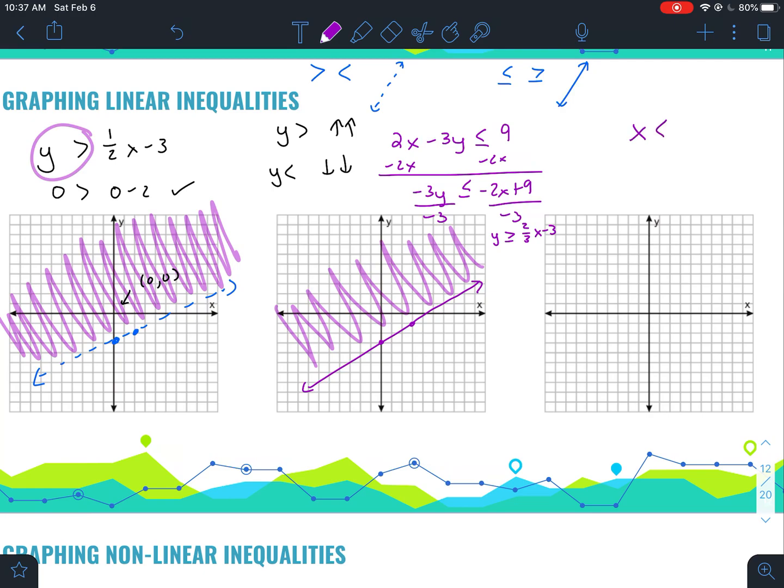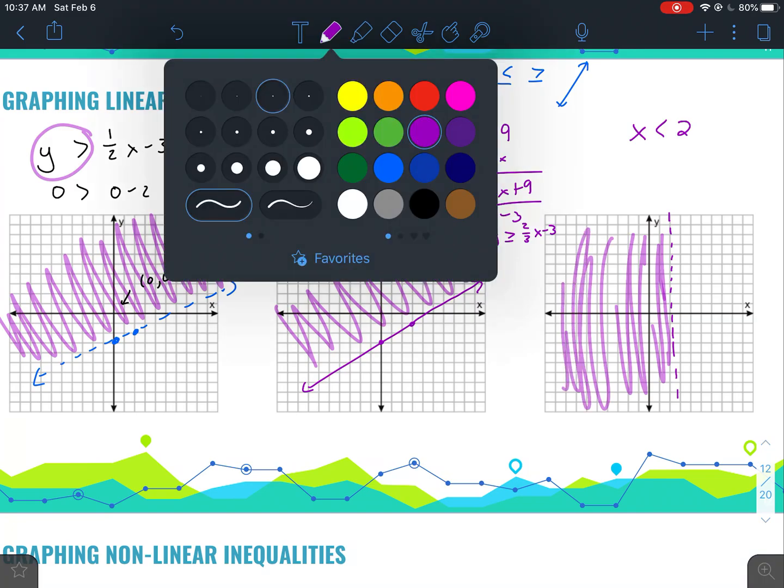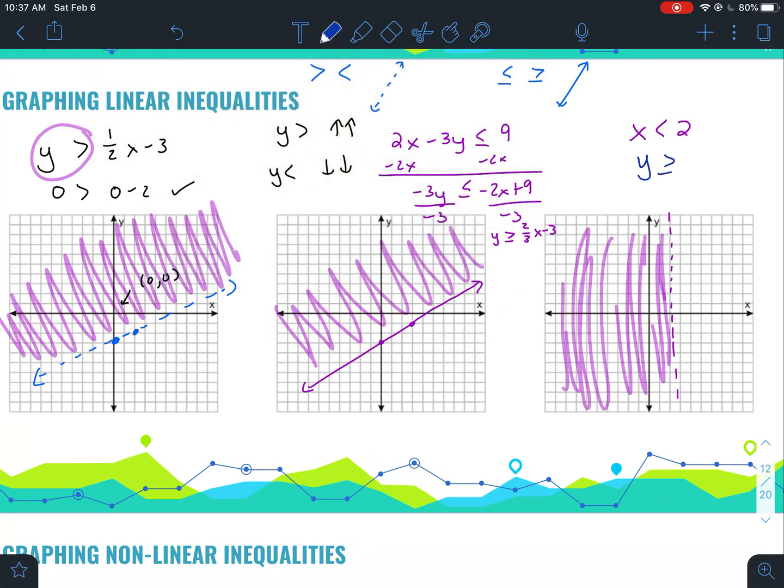If it was just x is less than 2, that is going to be a vertical line where x is equal to 2, and it's going to be a dotted line. And since x is less than 2, you would shade where x is less than 2, so it would be to the left. Or if you had a horizontal line, like y is greater than or equal to 1, that would be a horizontal line where y is equal to 1, and it would be a solid line. And then it's saying y is greater than that, so you would shade above that line.